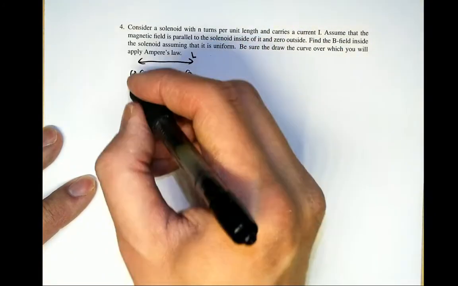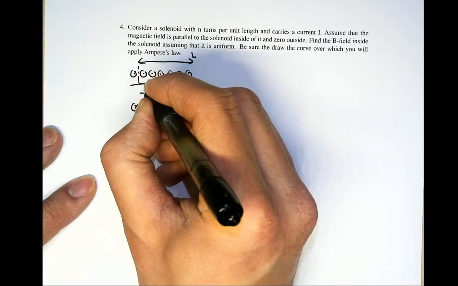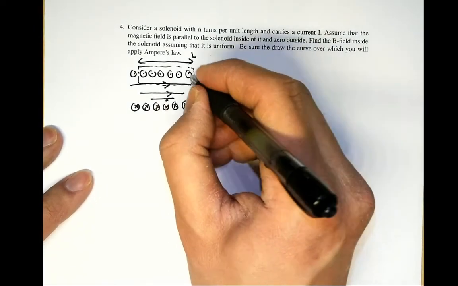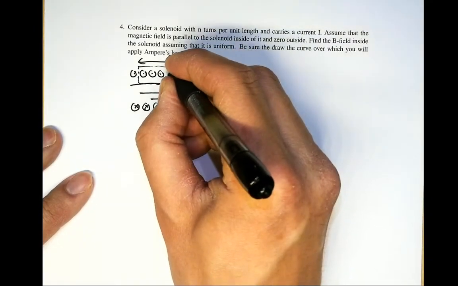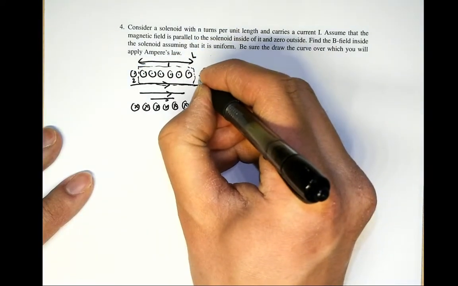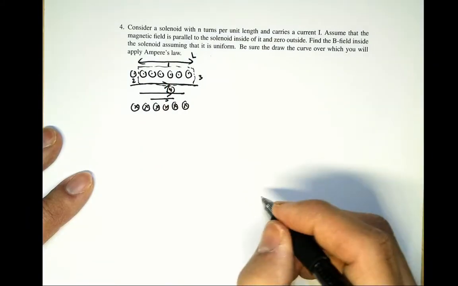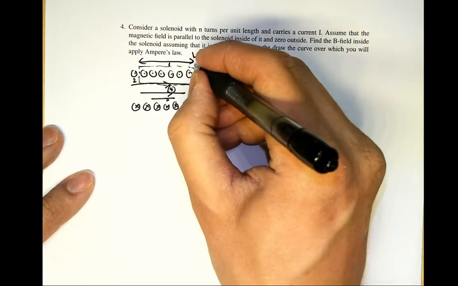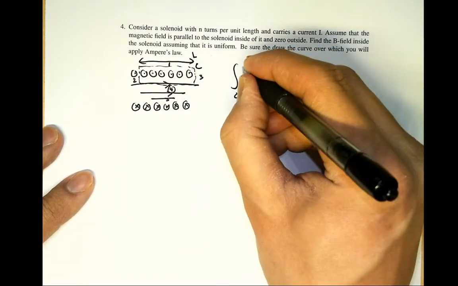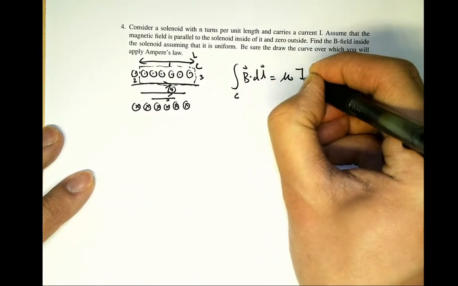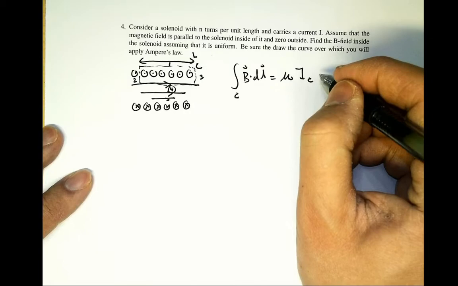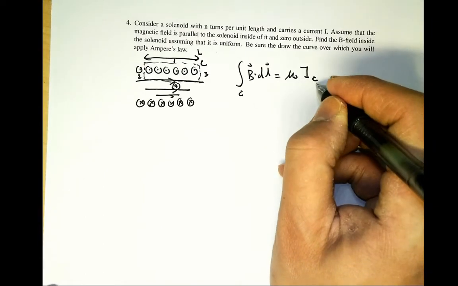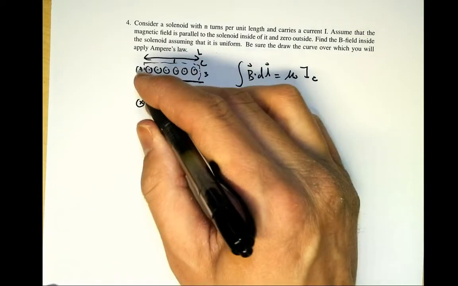All right, so I'm going to draw my Amperian curve. There's my Amperian curve, and it's going to consist of 4 sides. I'll call them 1, 2, 3, and 4. Let's write down Ampere's law. This is the integral of B over some closed curve C, dl, equal to mu 0 I_C, the current that flows through the surface S defined by the closed curve C.